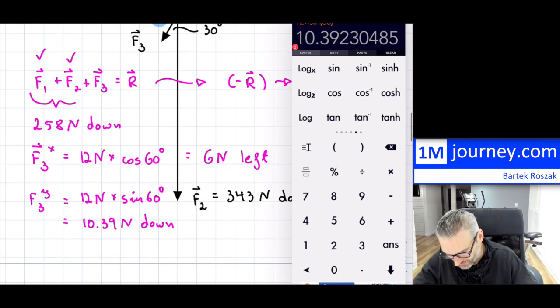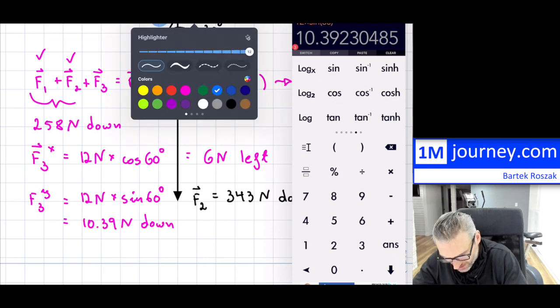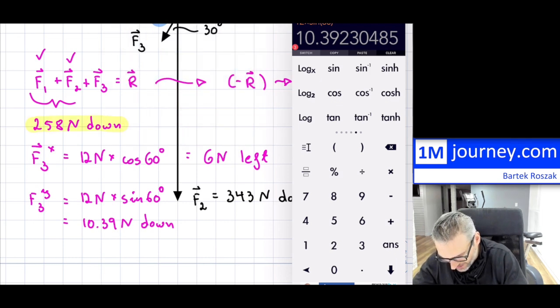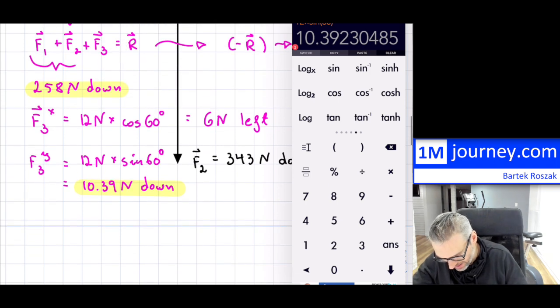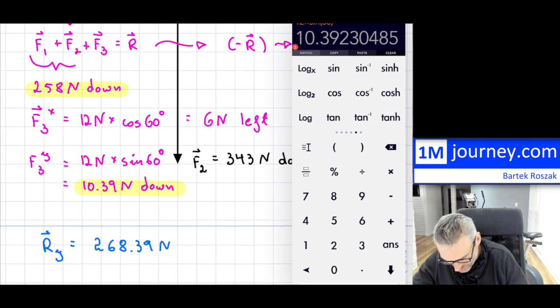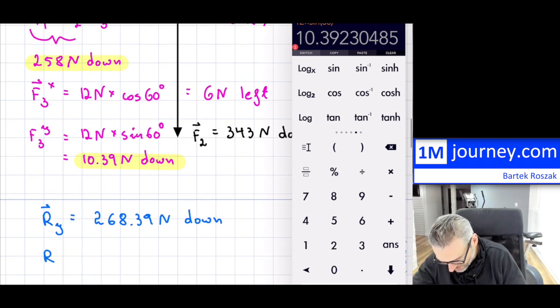So altogether, I can certainly sum these up. So this is what I have from F1 and F2. That's down, and this one is down as well, so I can keep those components together. So if I wanted to, I can have my resultant. So my resultant, this is going to be my Y component. So that's going to be 268.39 newtons, and that's down. And then my X component is going to be just simply 6 newtons left.